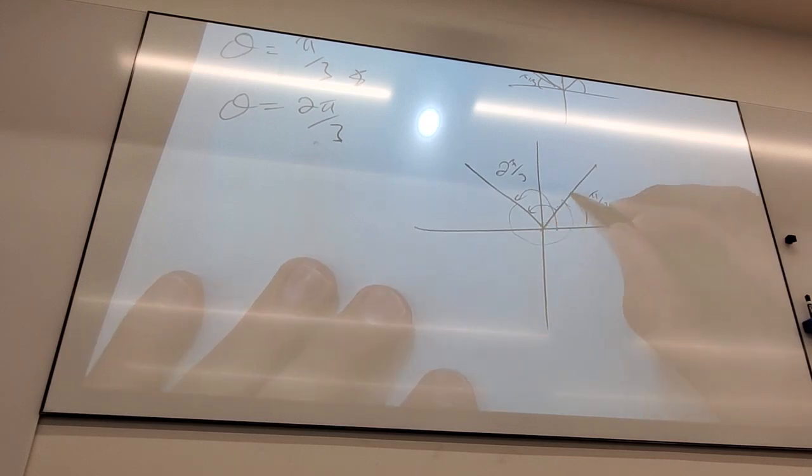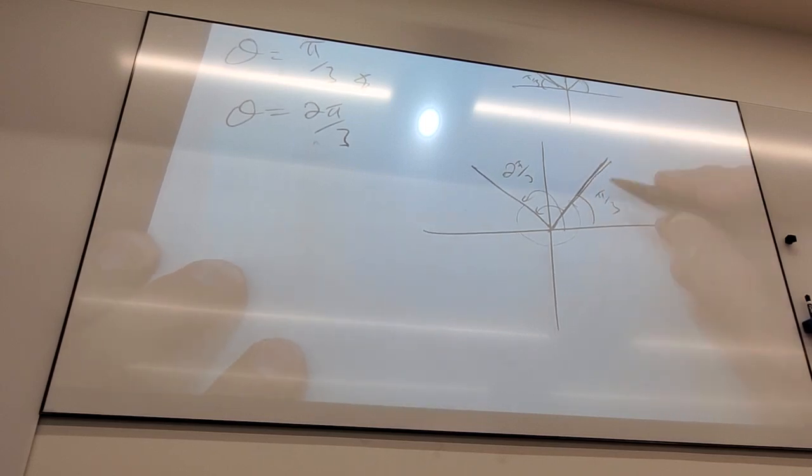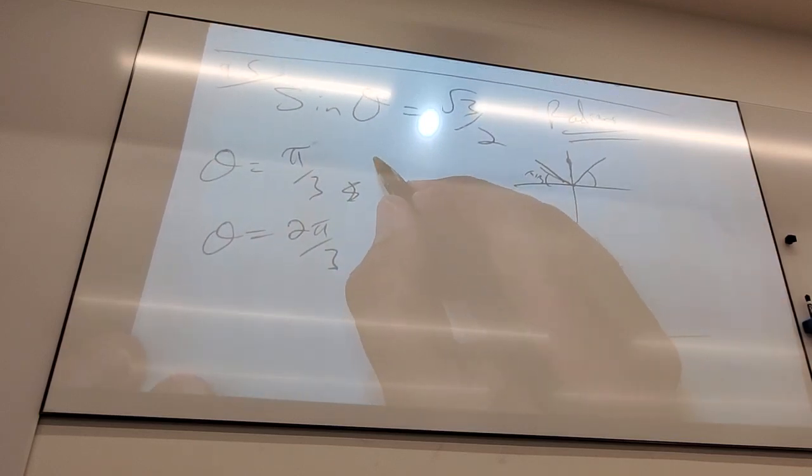If this is an answer, just look at this. If this is one answer, what's another answer that ends up in the same location? What would I do to get one more answer that ends up in the same location? Add 2 pi? Add 2 pi. Couldn't I add any multiple of 2 pi?